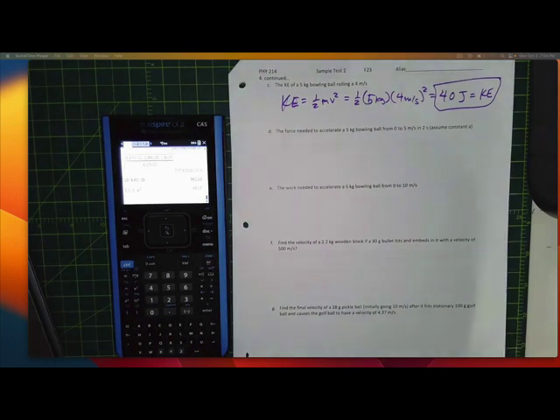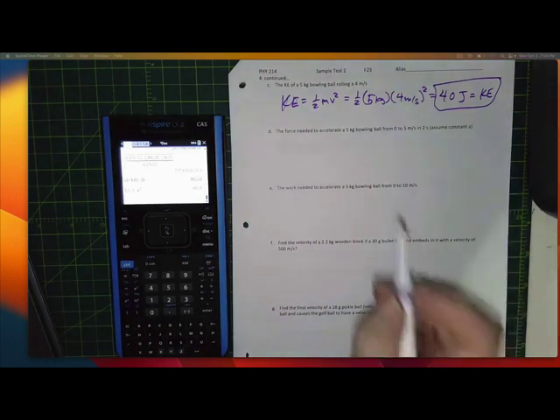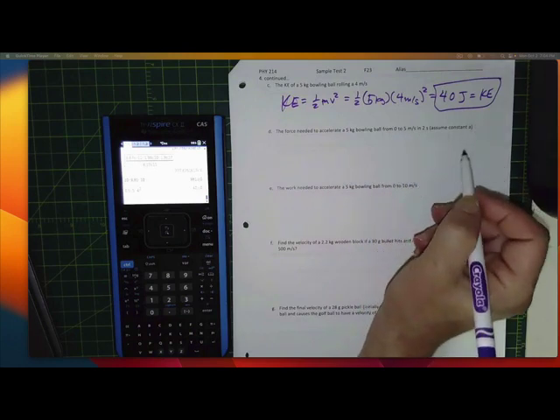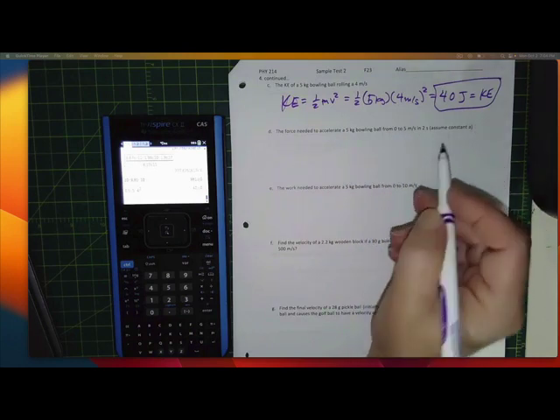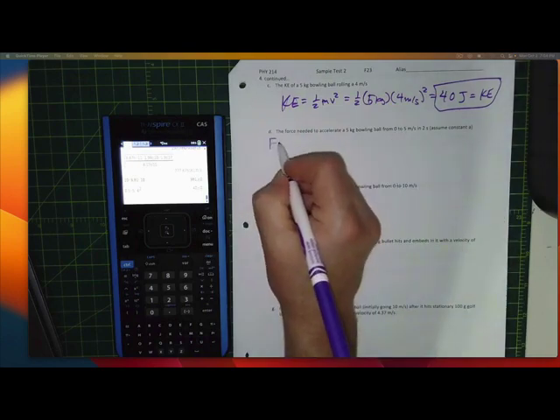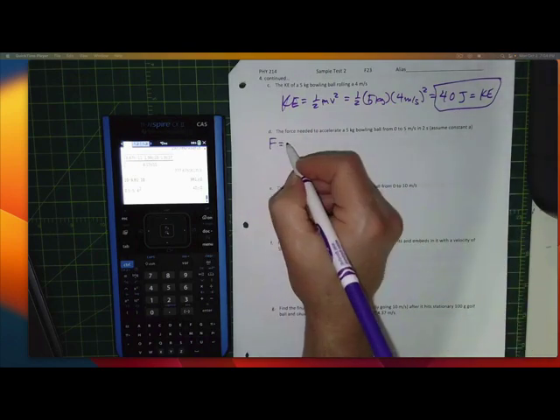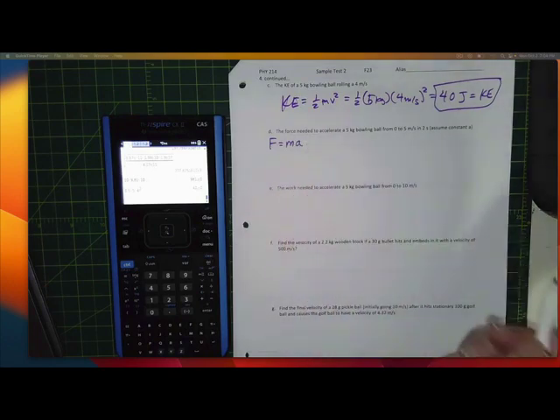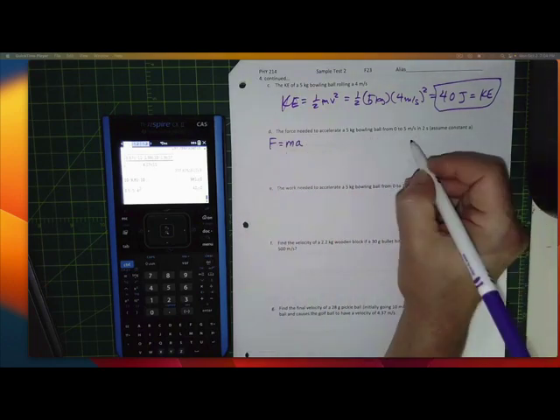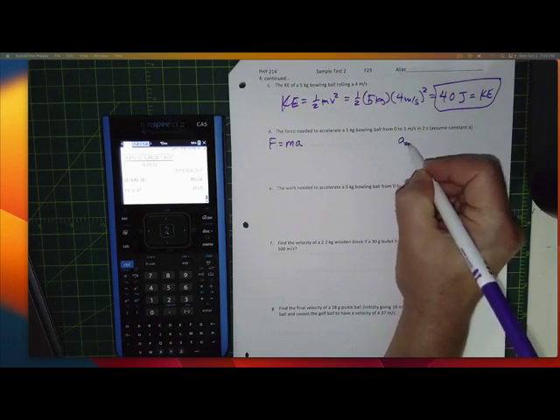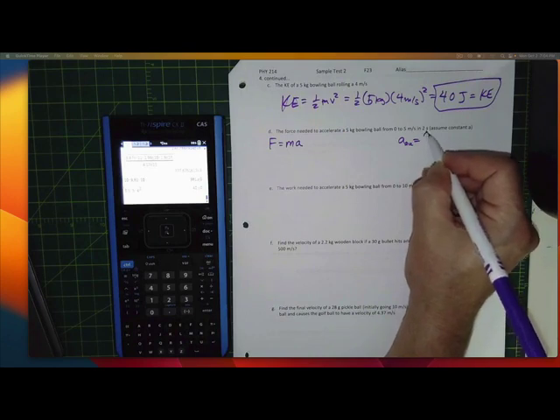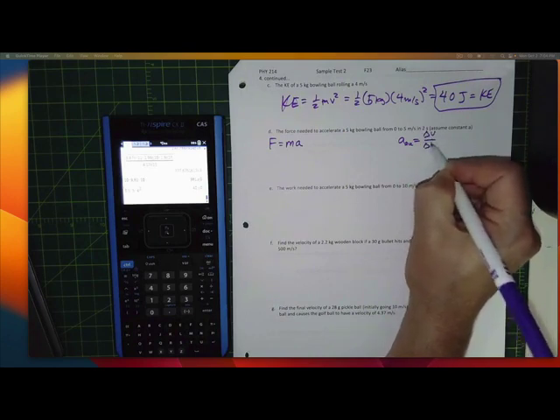So there we go. Force needed to accelerate a 5 kilogram bowling ball from 0 to 5 meters per second in 2 seconds, assuming constant acceleration. So force, let's do force equals ma, Newton's second law, right? We've got the mass, so let's find the acceleration. The acceleration, assuming constant acceleration, is going to be delta v over delta t, right?